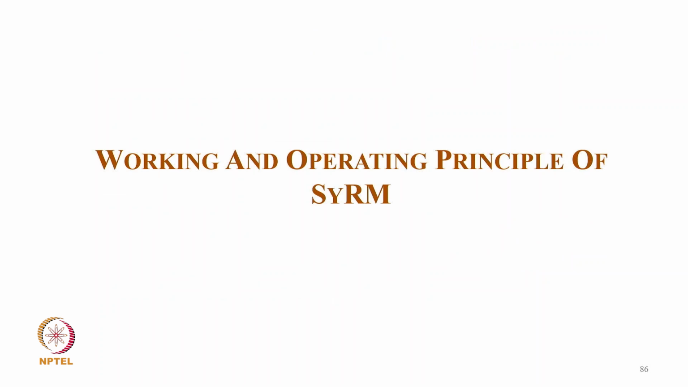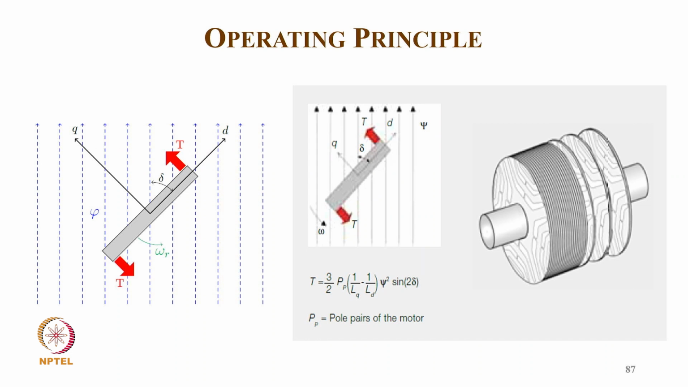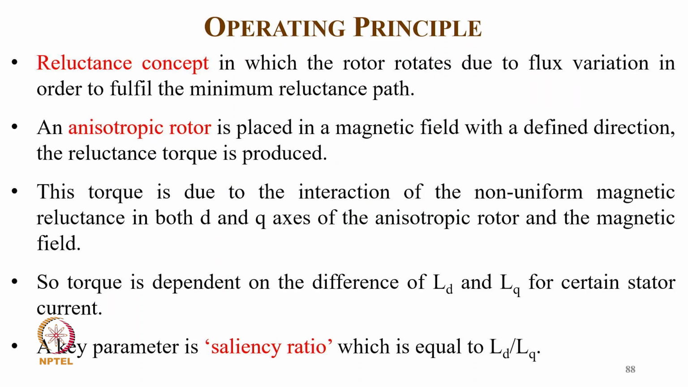Now coming to the working and operating principle of the synchronous reluctance motor. You can see how the flux lines are, how the rotor is at the power angle delta, how the torque is developed, and how the D and Q axes are defined. And the torque developed is T equal to 3 by 2 p times (1 upon Lq minus 1 upon Ld) phi square sine 2 delta, where p is the number of pole pairs in the motor, as a basic principle.